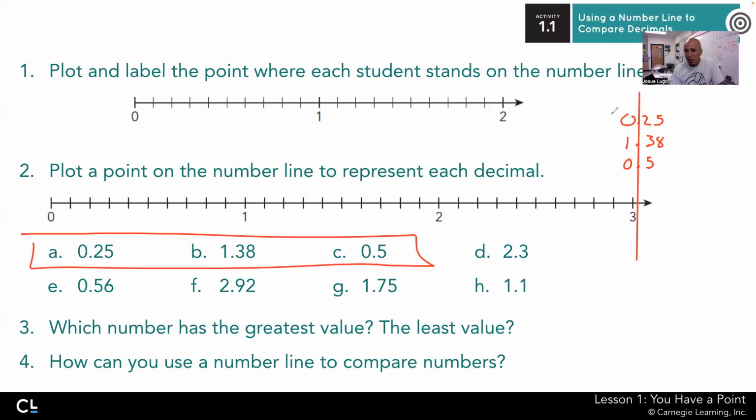For example, here we can look at the ones place and notice that the first number has a 0 in the ones place, the second number has a 1 in the ones place, and the third number has a 0 in the ones place. So clearly the largest number is this one. You would just go from left to right. And the largest number that you see will be the largest number. So out of all of these, 1 and 38 hundredths is the largest number.